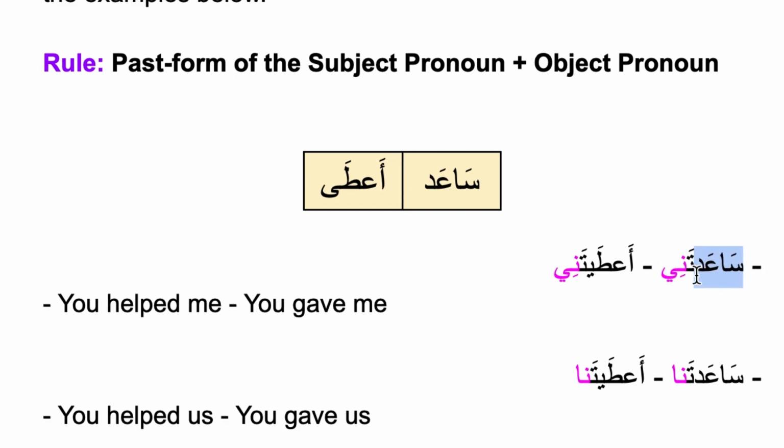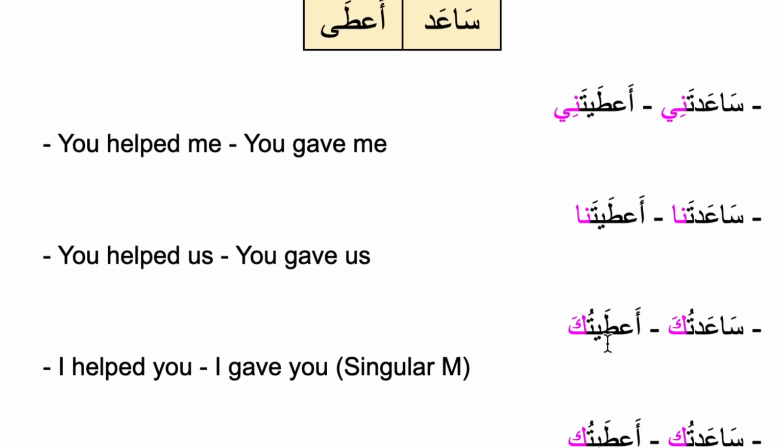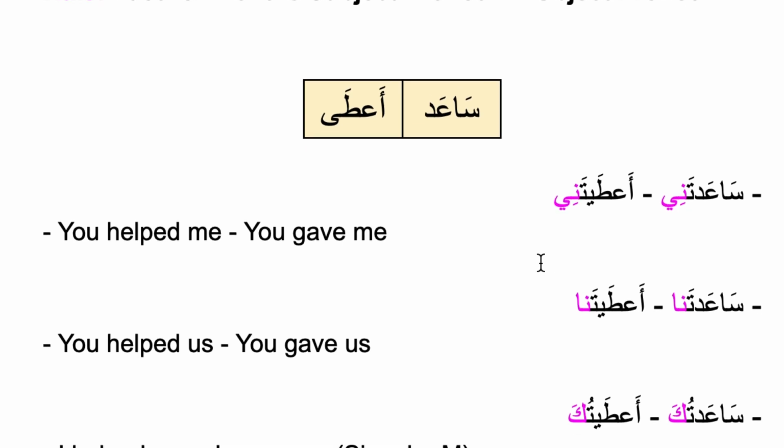Let's explain it one more time. ساعد means help in the past. ساعدتَ means that you did the action, so you helped in the past. ساعدتني means you helped me. And this rule applies to all verbs that accept an object pronoun, like in this case, the verbs يساعد and يعطي, which mean help and give.